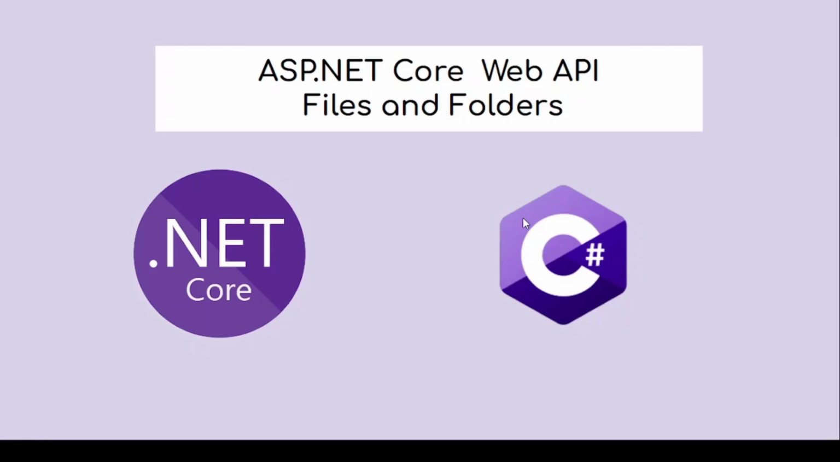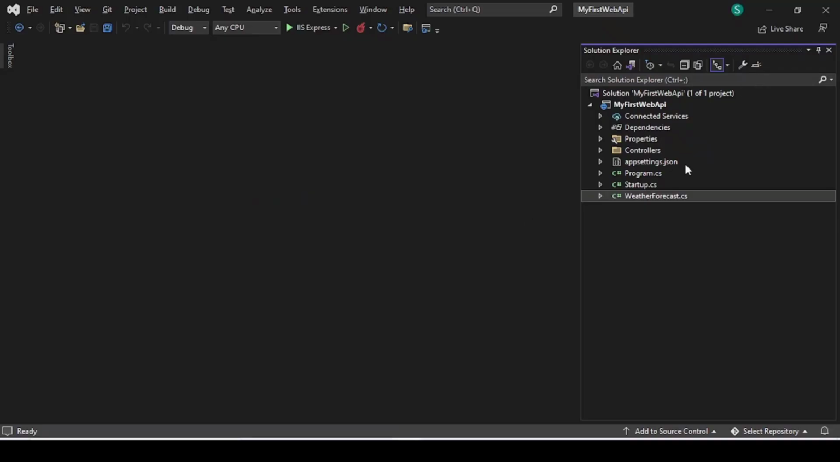Hello friends, in this video we are going to discuss the files and folders which are created by default when we create a new ASP.NET Core Web API application. In our last video we created the first ASP.NET Core Web API project, and we will see the project is created with the following kind of files and folders. Now we will discuss each file and folder one by one in this video.